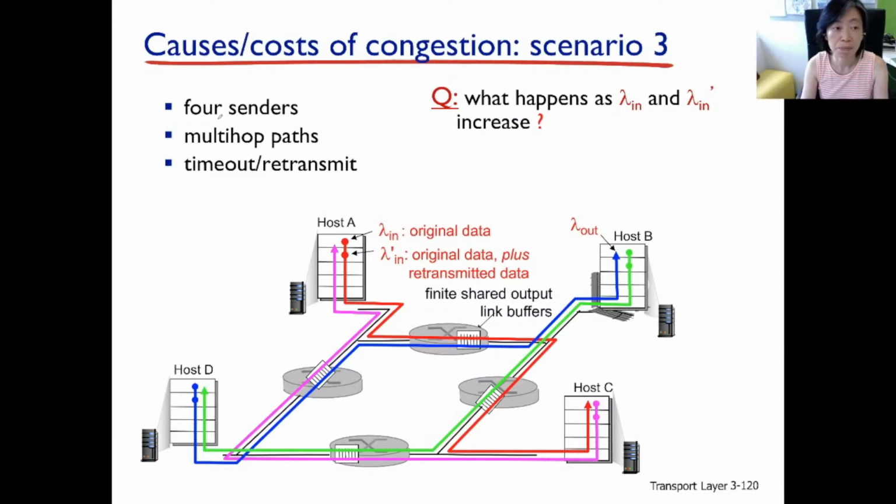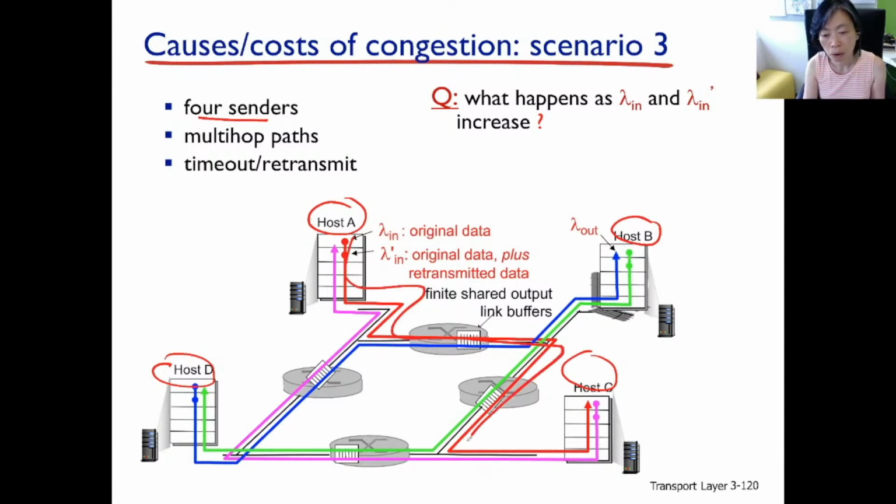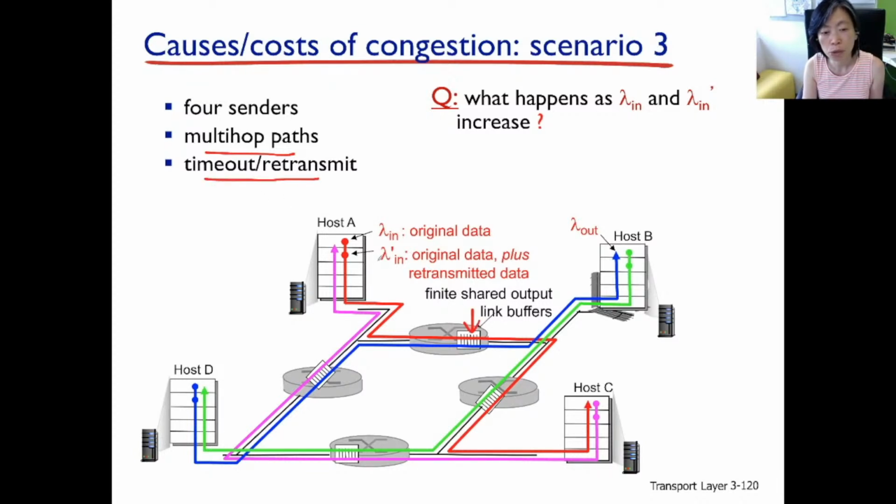And here's the scenario. We have 4 senders now, or 4 hosts, A, B, C, D, and each of them is generating a flow traveling multiple hops. So this is one hop, and this is the second hop for the red flow. We might run into a buffer full situation, therefore we could have packet drops, and therefore we need a transport layer mechanism to do retransmission. So similarly, we have lambda in, the input rate from the application layer, and lambda in prime, the input rate of traffic into the network from the transport layer.